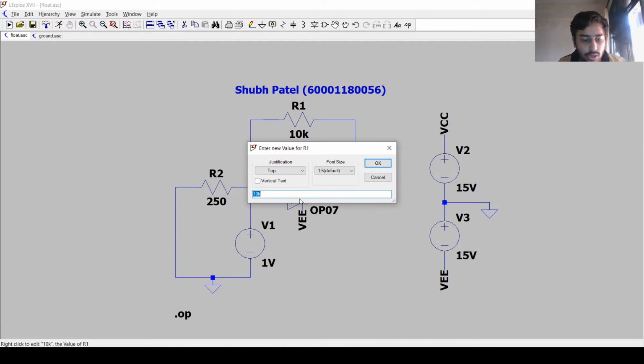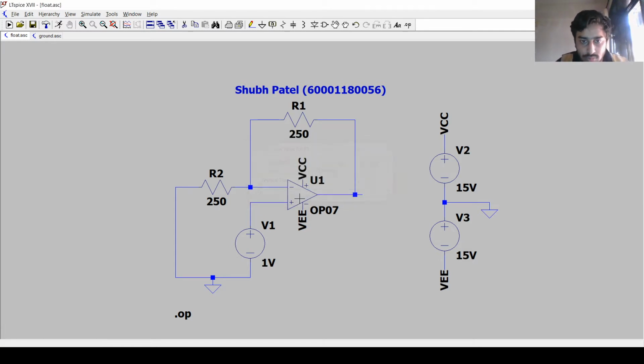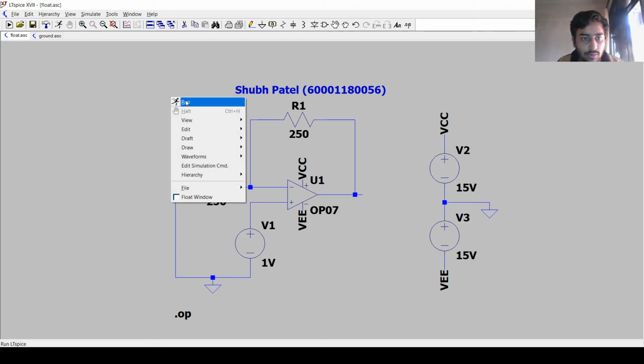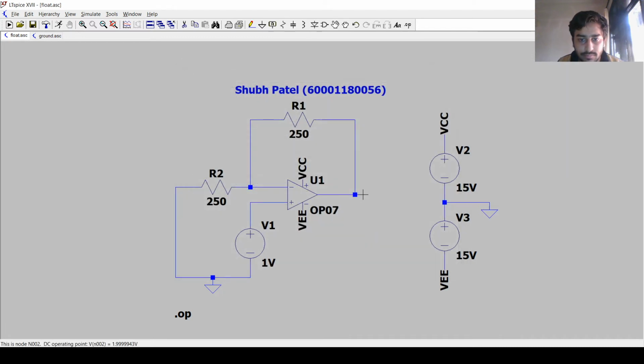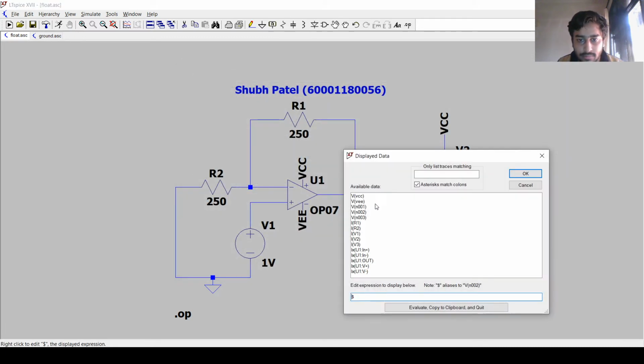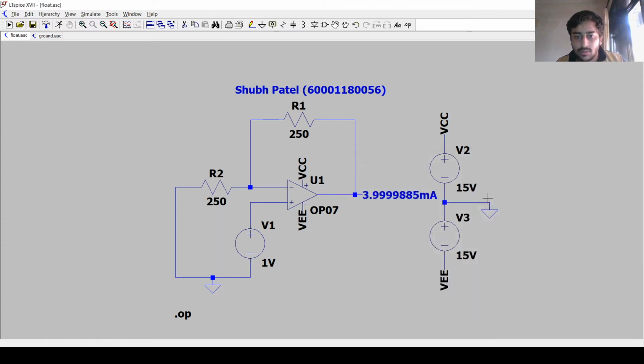Let us take the output as 250 ohms. The input voltage is 1 volt. So let's see the output current. The output current we got is almost 4 milliamperes.